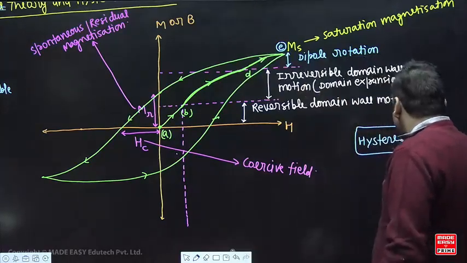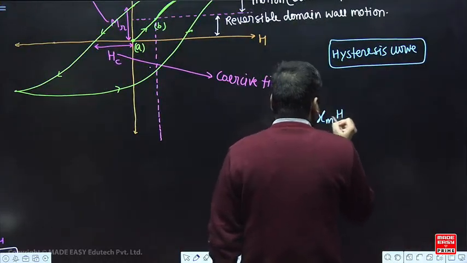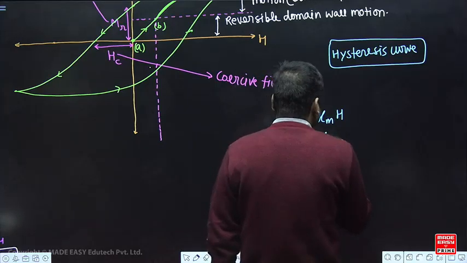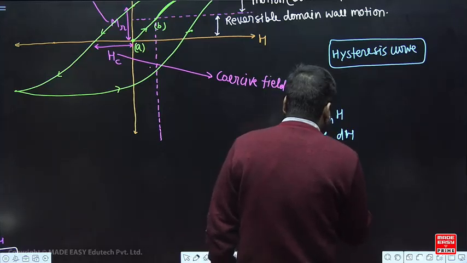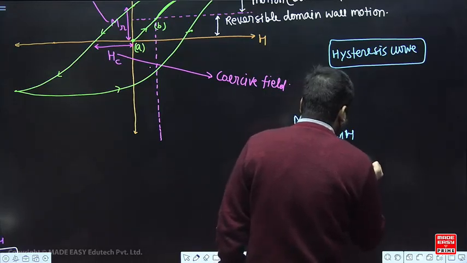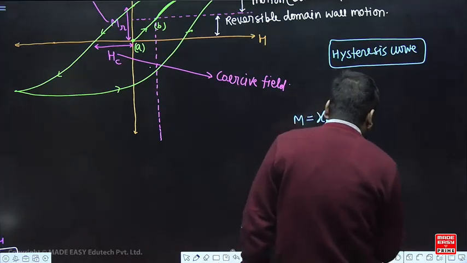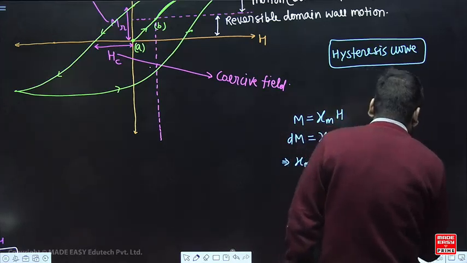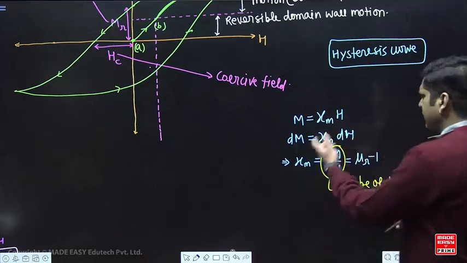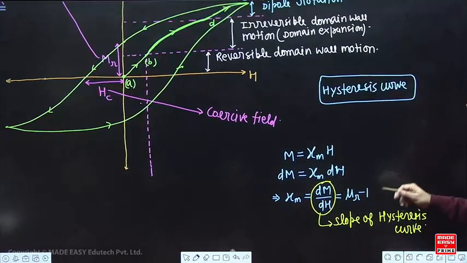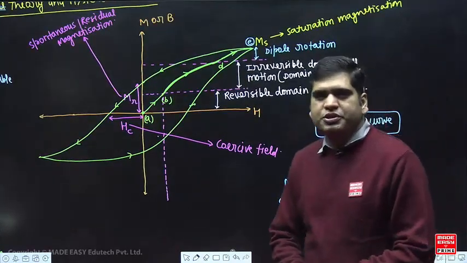One more important thing which I would like to tell you, my dear friend: M is equal to chi m into H. If I differentiate it, dM is equal to chi m into dH. It means chi m is equal to dM upon dH. Chi m is mu r minus 1. And this dM by dH is the slope of the hysteresis curve. So the slope of the hysteresis curve will give us the permeability or susceptibility value.